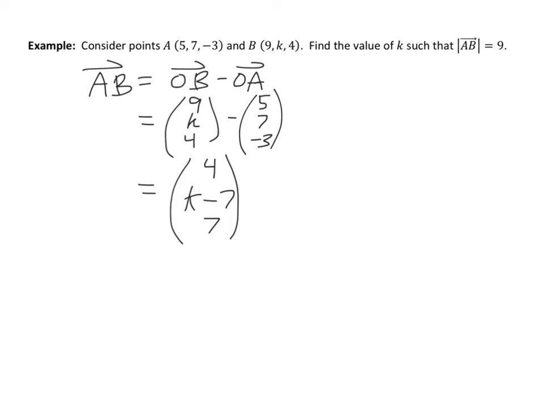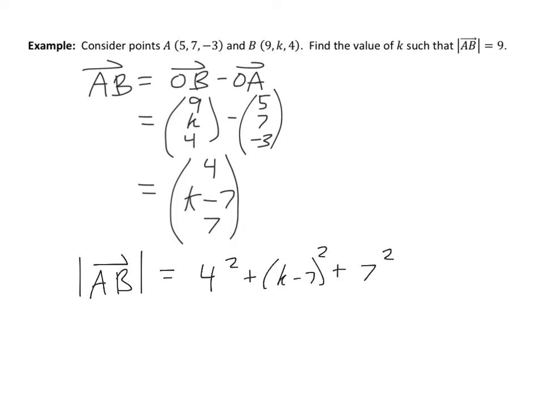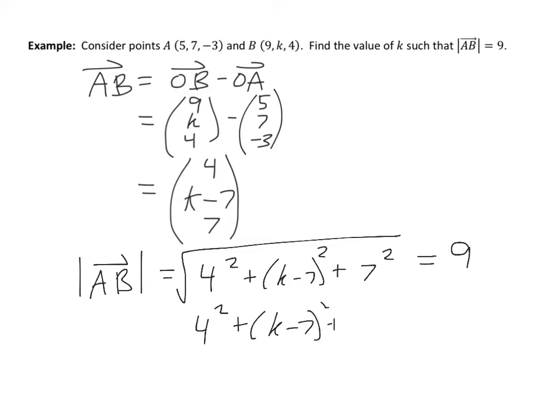Now in our case, we're supposed to find K, so now I'm going to use this. They tell me that the magnitude of this thing is supposed to be 9. Well, the magnitude of AB would just be 4 squared plus K minus 7 squared plus 7 squared, and I square root all of that. Right? I'm effectively told here that this magnitude should be 9. So now let's simplify this. This square root is sort of obnoxious, so let's just square both sides. So I can have 4 squared plus K minus 7 squared plus 7 squared equals 81.